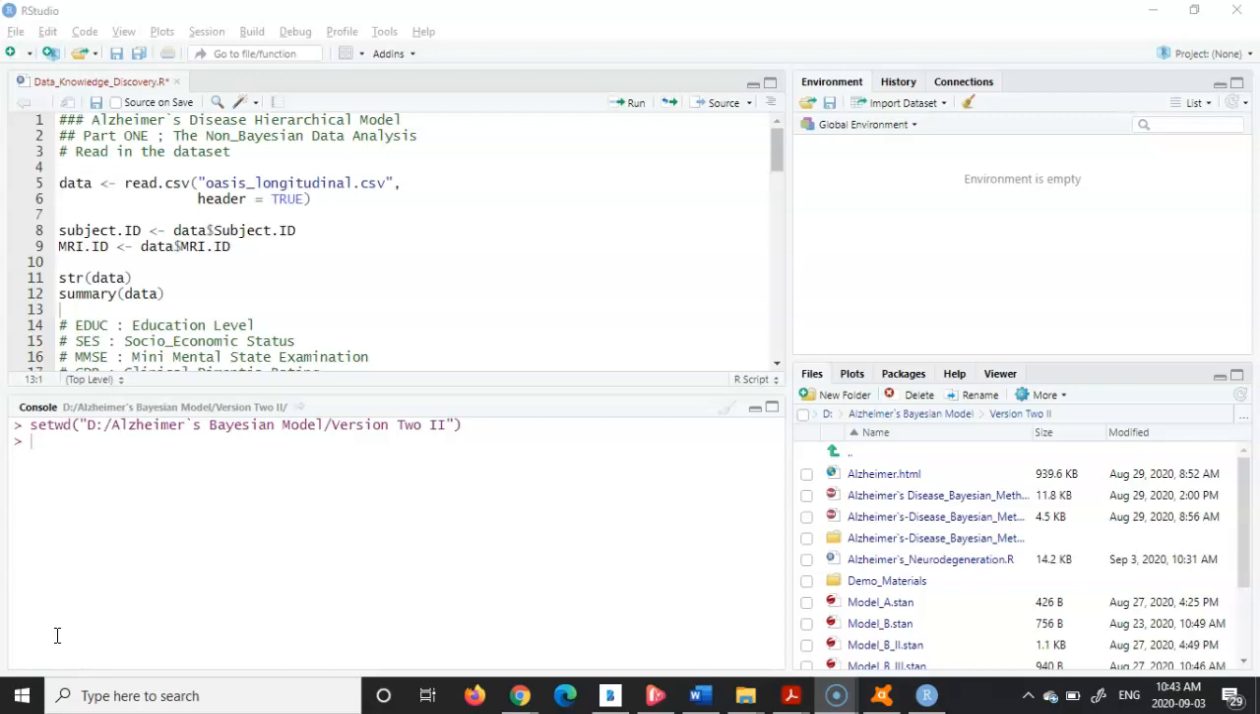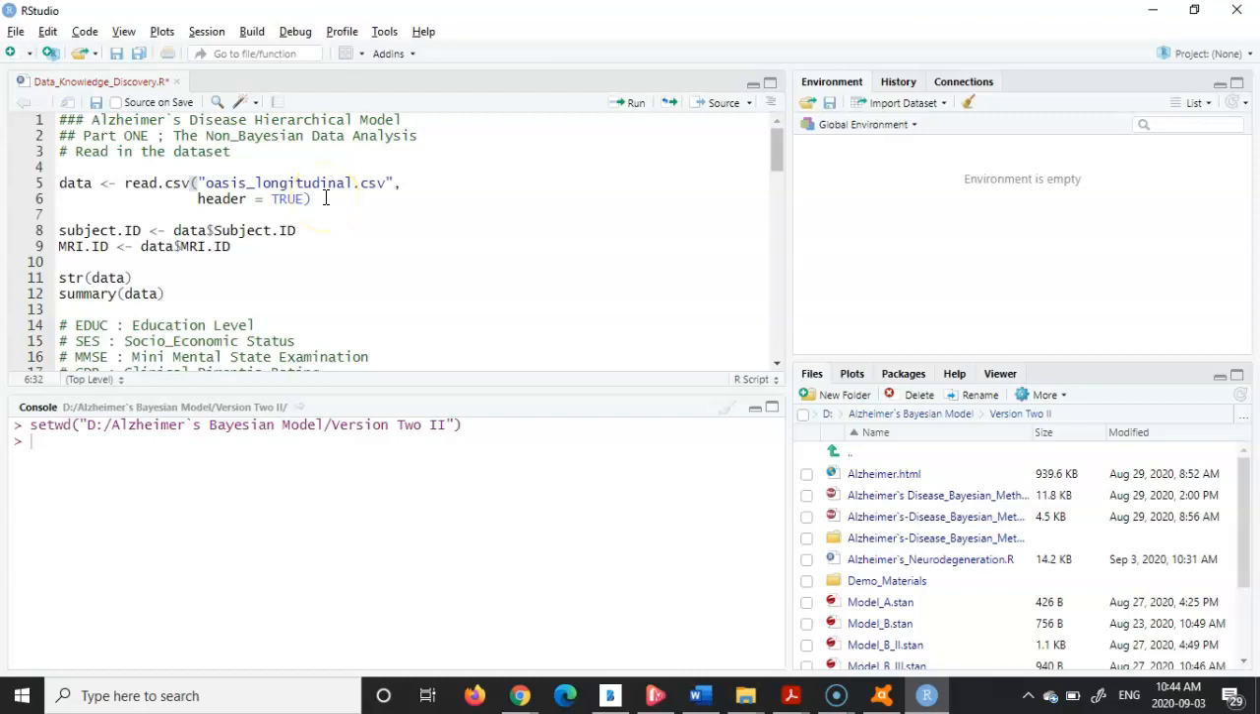Okay, from the previous tutorial, we were able to upload the datasets that we had. It was a longitudinal dataset, and as I said, you can either upload it from the resource section in the previous tutorial, or get it from the OASIS website after having an account with them, or get the dataset from the Kaggle website if you search for Alzheimer. Okay.